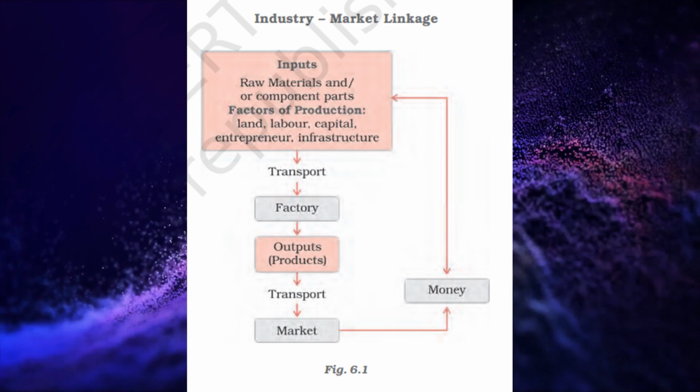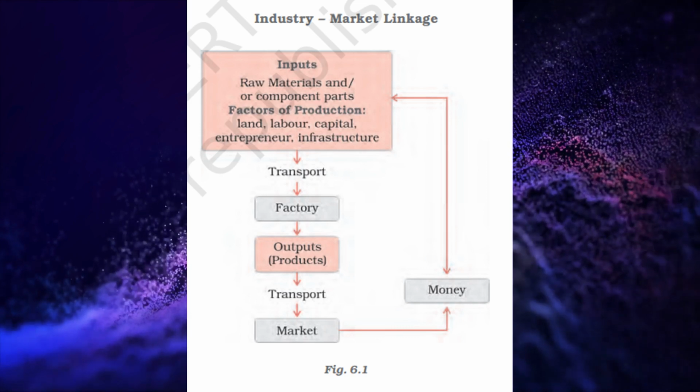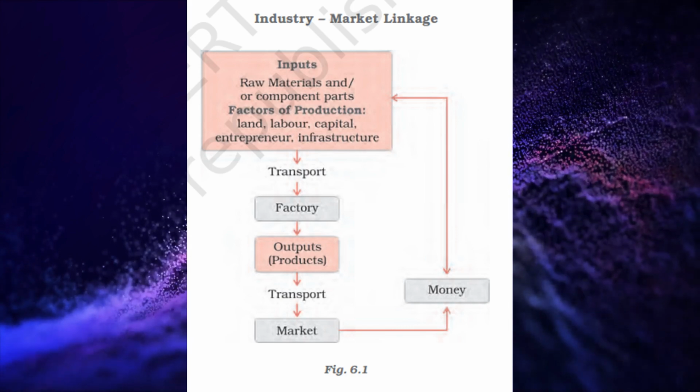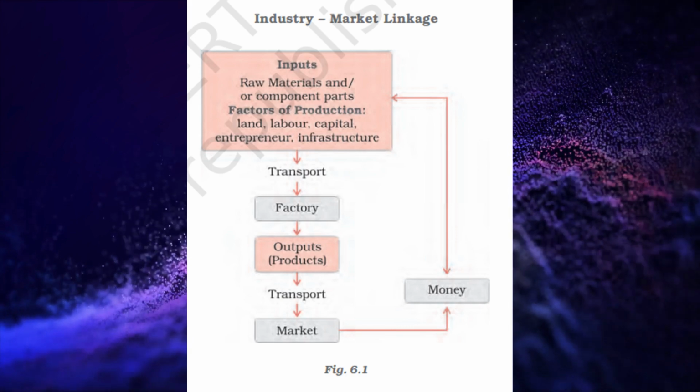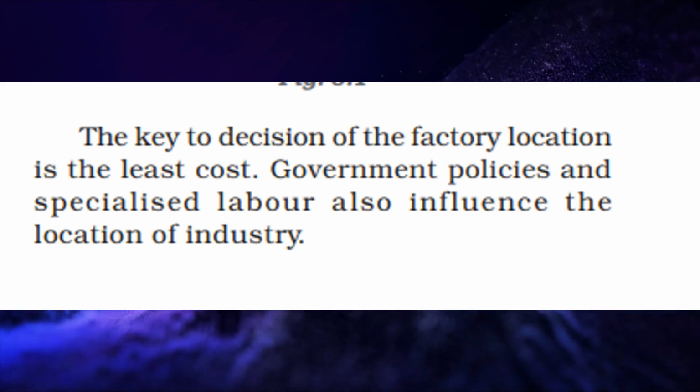When all these inputs are applied to a business, you require other tertiary inputs like transport and a factory. The key to the decision of the factory location is the least cost. Government policies and specialized labor also influence the location of industry.